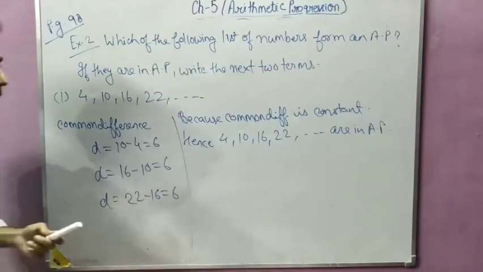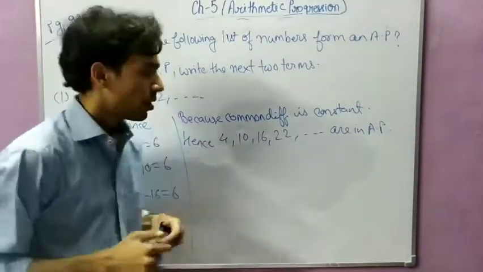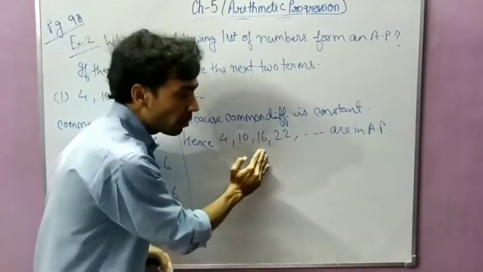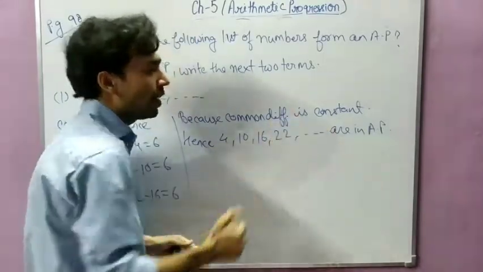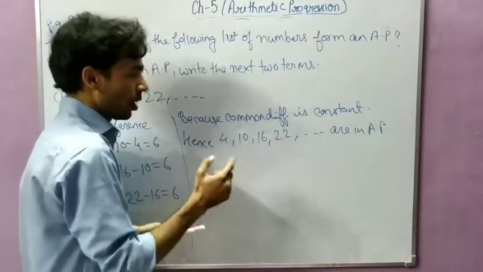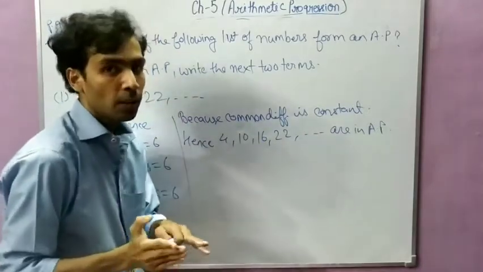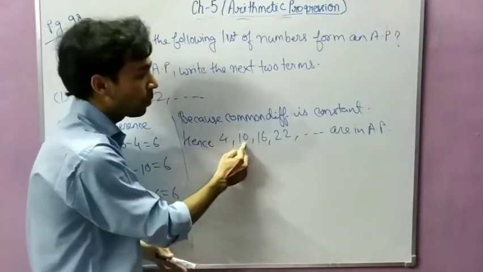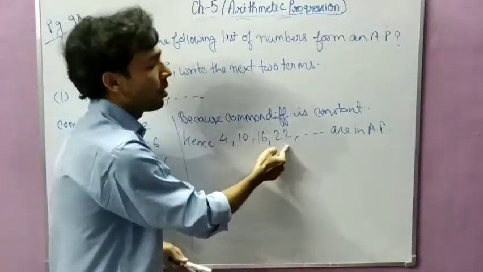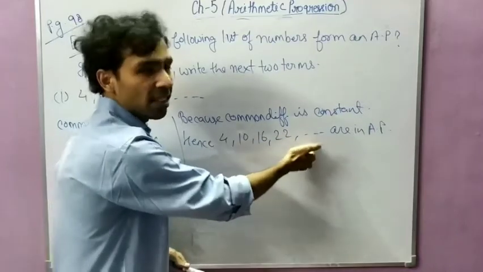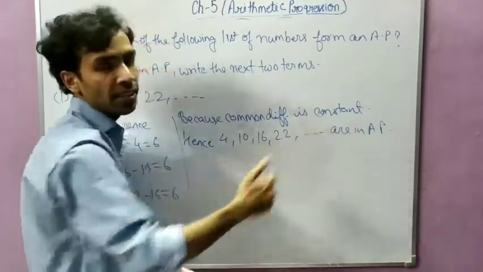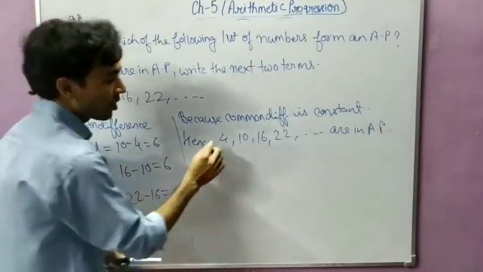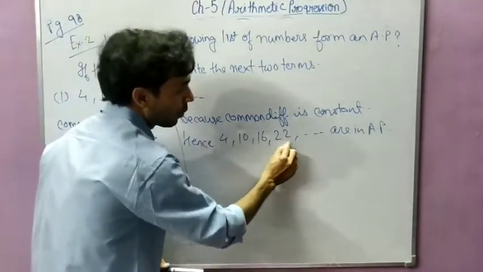Okay, or there is another method also. See, this is the first term, this is the second term, this is the third term, this is the fourth term. You have to find the fifth term. I am telling you another method. The first method was just to follow the pattern: 4 plus 6 is 10, 10 plus 6 is 16, 16 plus 6 is 22, 22 plus 6 is 28, 28 plus 6 is 34. Now another method, because it is the first, second, third, fourth, fifth.